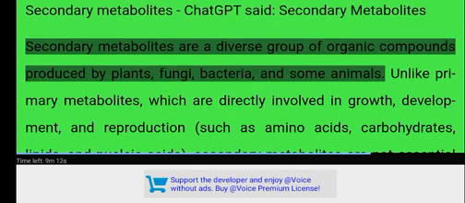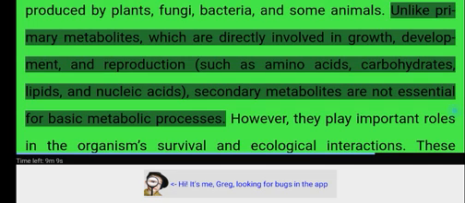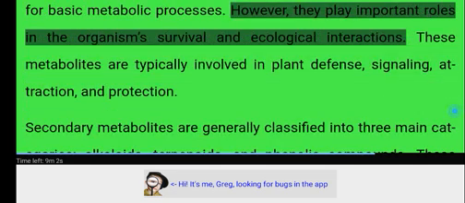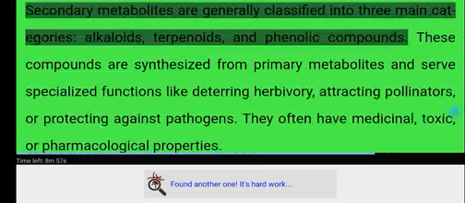Secondary metabolites. Secondary metabolites are a diverse group of organic compounds produced by plants, fungi, bacteria, and some animals. Unlike primary metabolites, which are directly involved in growth, development, and reproduction, such as amino acids, carbohydrates, lipids, and nucleic acids, secondary metabolites are not essential for basic metabolic processes. However, they play important roles in the organism's survival and ecological interactions.